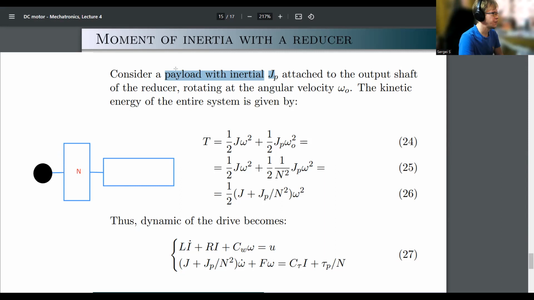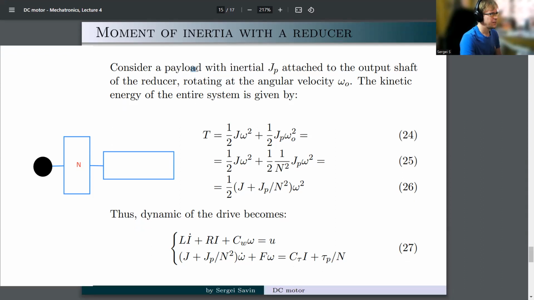So what happens? How do we write equations of the dynamics when we have this situation? This is not clear, right? You could say maybe we could just sum both of them, like as before, right? We can say we take inertia of the input shaft, inertia of the output shaft, sum them, and this is fine. This is not necessarily fine. And let me show you why it isn't. So we consider a payload with inertia J sub P. And again, angular velocity of the output shaft would be omega sub O.